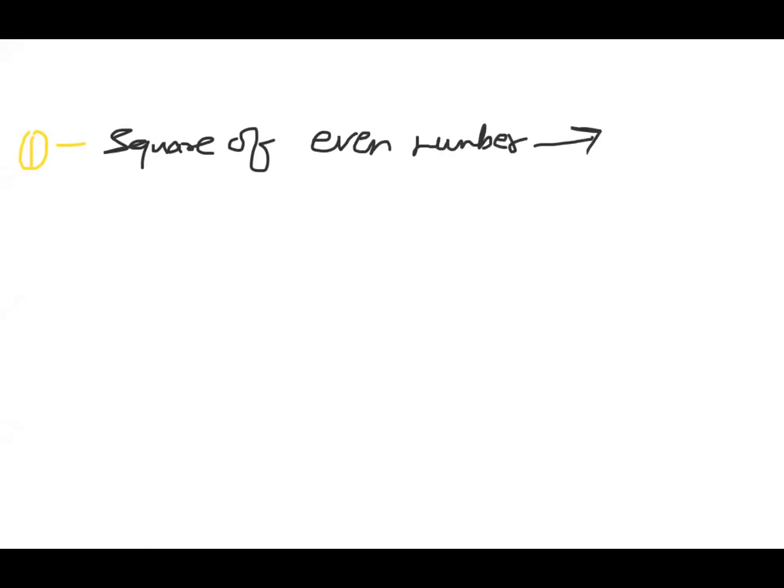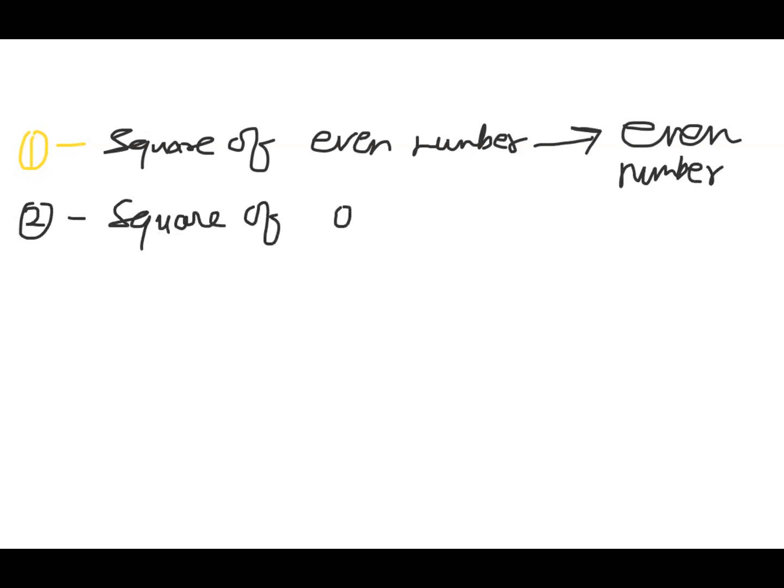Anyways, so you see, the first property we discussed, what was that? Square of even number. No, the square of even numbers gives an even number. They are also going to be even numbers. Okay. The second property is that squares of odd numbers are also odd.